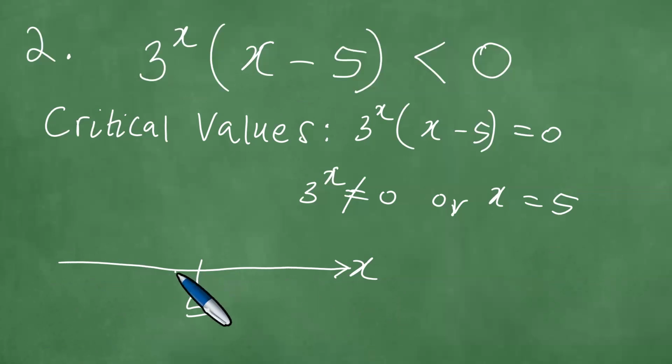So let's take a number that is to the left of 5, smaller than 5. What number is smaller than 5? A number smaller than 5, for example, and then you put here 3 to the power x into x minus 5.